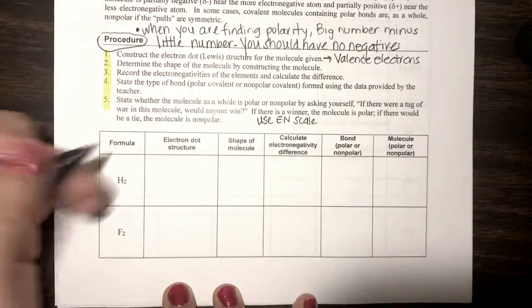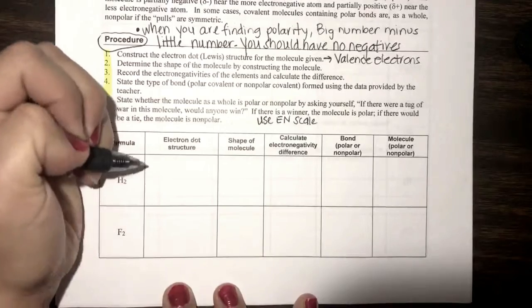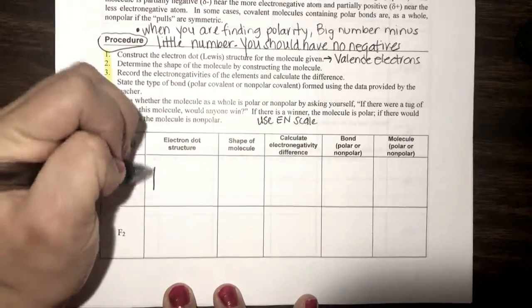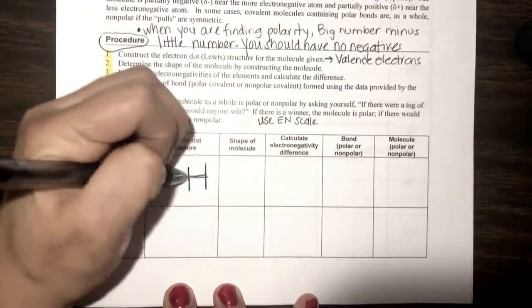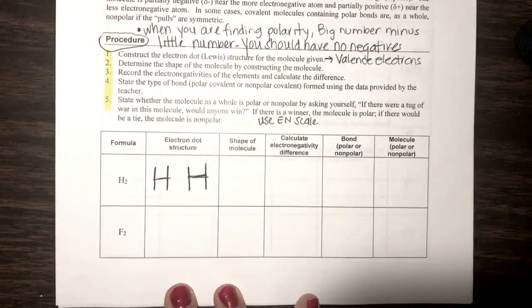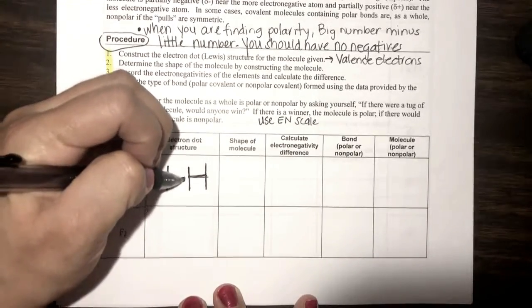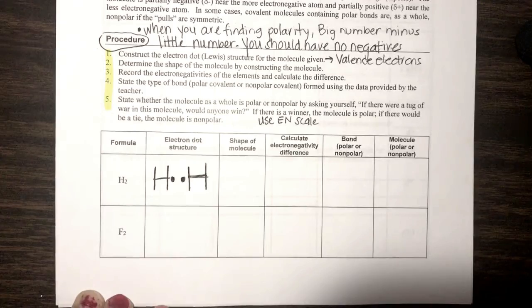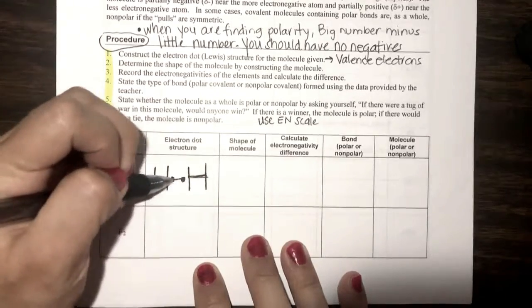So let's start with H2. Okay, the electron dot structure. We have 2 hydrogens. Can anyone tell me what the valence electron is for hydrogen by looking at your periodic table? Autumn? 1. So each hydrogen atom can give 1, okay? And by doing that, they just created a bond.